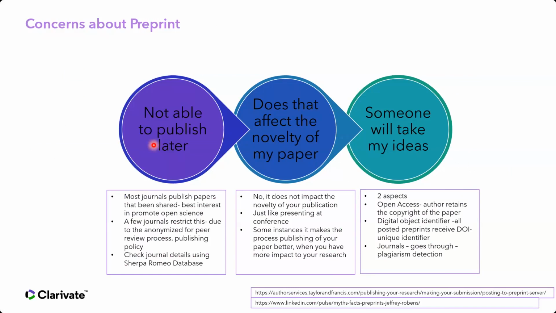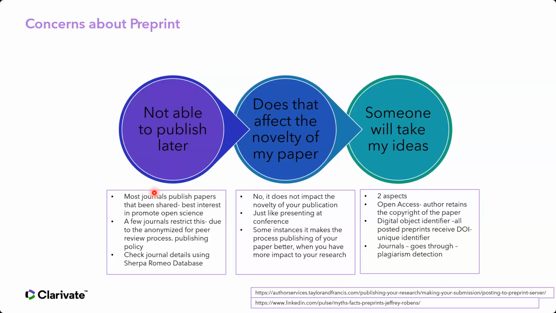Okay, so there's always this misconception: if I publish it as a working paper or preprint, I may not be able to publish it later. This is very common, and it's a valid concern, right? Most journals basically publish papers that have been shared, because they also have an interest in promoting open science and open access content. But there are a few journals that have some restrictions due to anonymous peer review processes. They want to make sure the peer review is anonymous, so that there is no information about the authors and so on, because of their publishing policies.